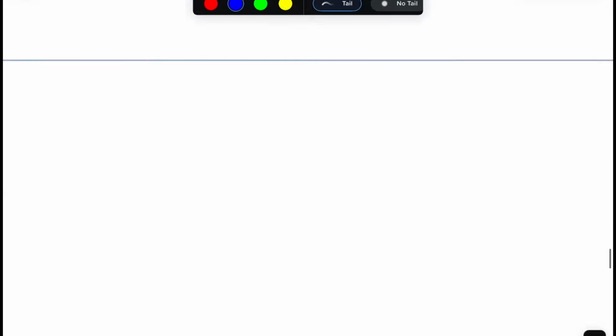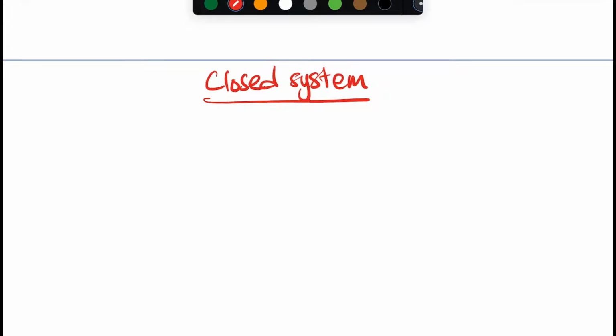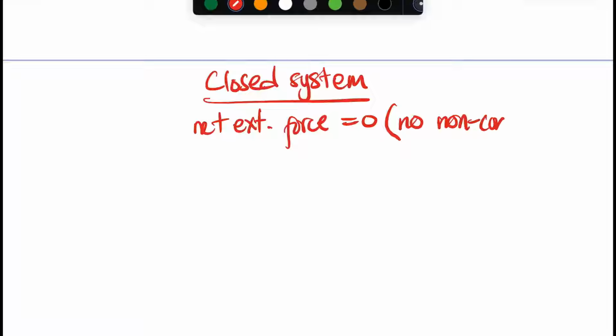Okay, now let's look at a situation where it's a closed system. Let's say we have a closed system, right? I know when it's a closed system, guys, the net external force is equal to 0. What does it mean? No non-conservative forces. What are the non-conservative forces again?